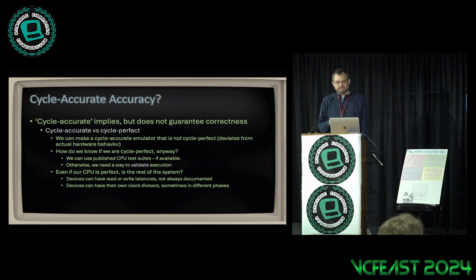We have the opportunity to use CPU test suites. Tom Hart, maybe some of you have heard of him. He's got a lovely collection of CPU tests. If you're making a Nintendo emulator, you just run those and you know your CPU core is perfect. Great. 8088 didn't have any. So we needed some other way to validate execution.